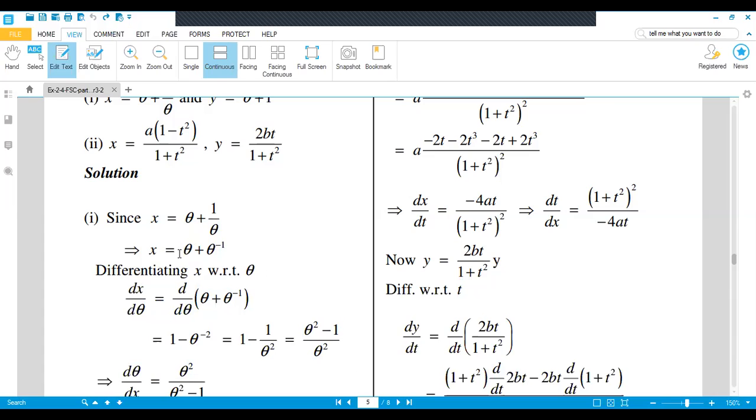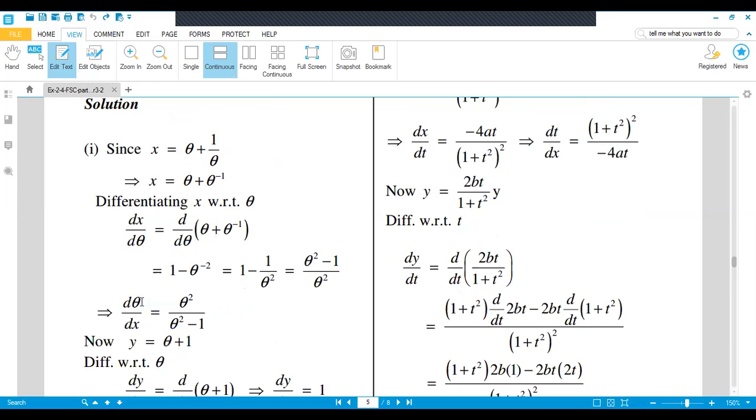Because we have to find dy by dx, dx should be in the denominator, so we write its reciprocal. dx by d theta is equal to theta square minus 1 divided by theta square. When we write the reciprocal, the left hand side reciprocal is d theta by dx and the right hand side reciprocal is theta square divided by theta square minus 1.